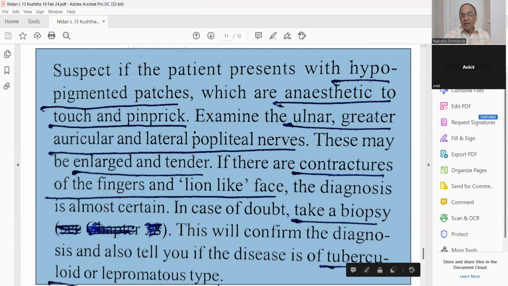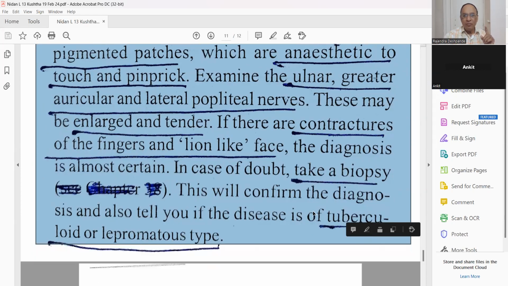Then you have to examine the ulnar nerve, greater auricular nerve, and lateral popliteal nerve behind your knee joint. These three nerves you must check. These nerves will be enlarged and tender. Tender means sparsha asahatva: if you want to touch, oh doctor, please. If there are contractures of fingers and a lion-like face, the diagnosis is almost certain. In case of doubt, take a biopsy.